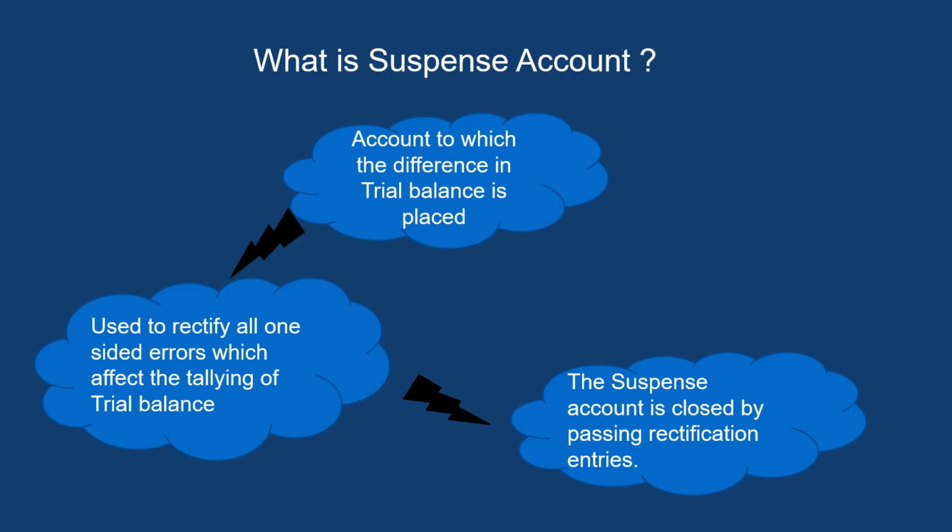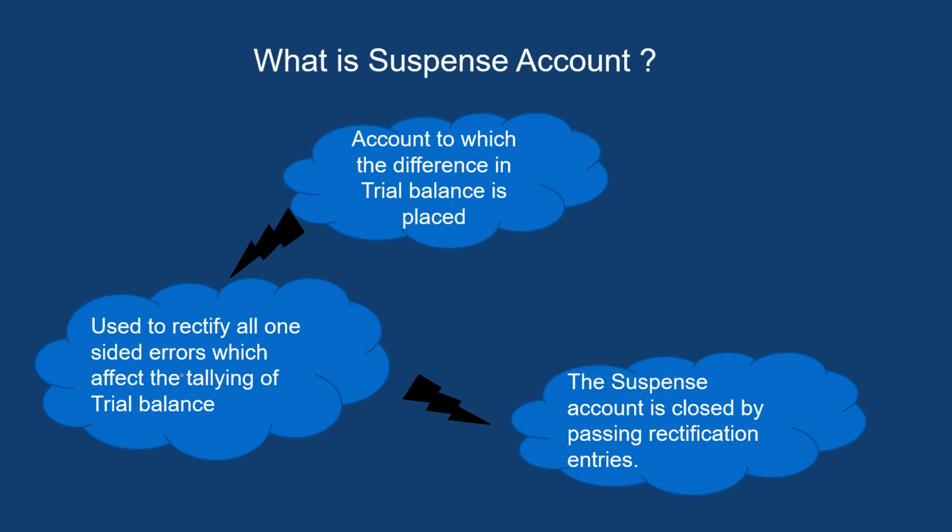When you prepare a trial balance, writing all the balances of the ledger accounts and the cash and bank balances, after that you try to total and tally the trial balance. If it does not tally, then that amount of difference would be put into an account called suspense account for the time being, so that you can go about tracing errors and rectify those errors.